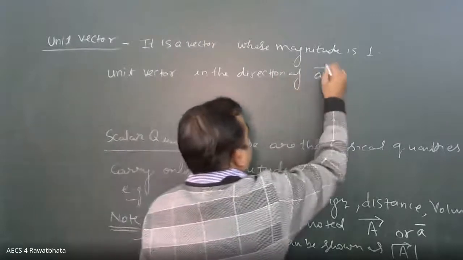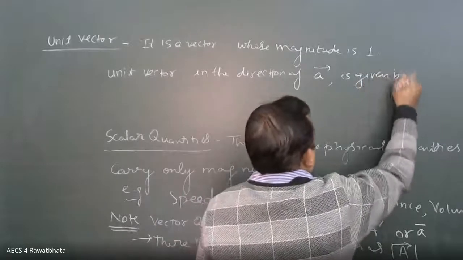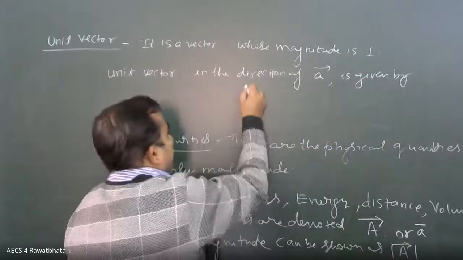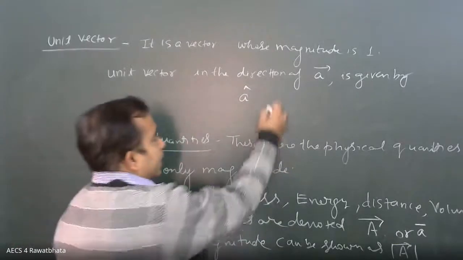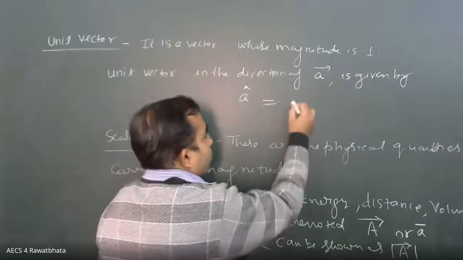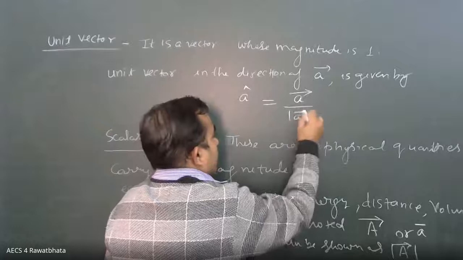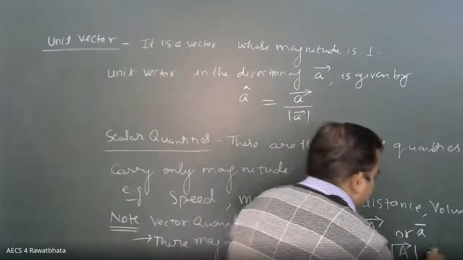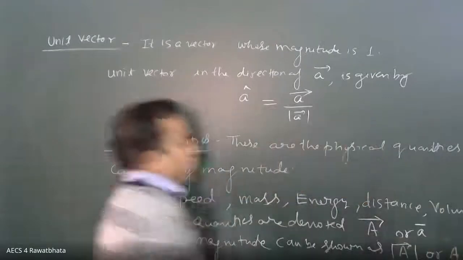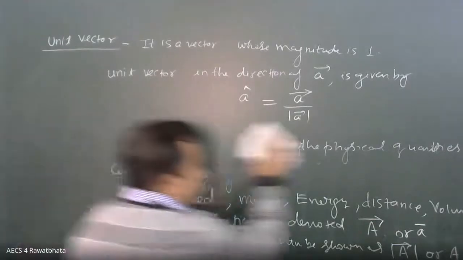Suppose any vector a is given. So what we do, we show it by a cap. Like this we read it as a cap or a hat. And this we give by the formula: you write the vector and divide by its magnitude. But its magnitude, sometimes we write like this also, removing the arrow. That denotes the magnitude. Enough. Then let us learn some more terms.